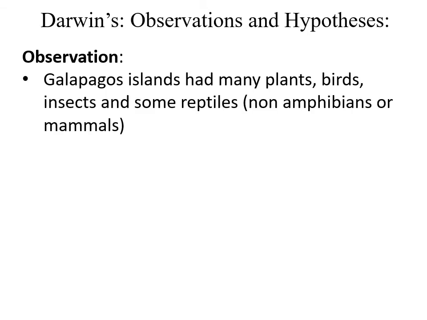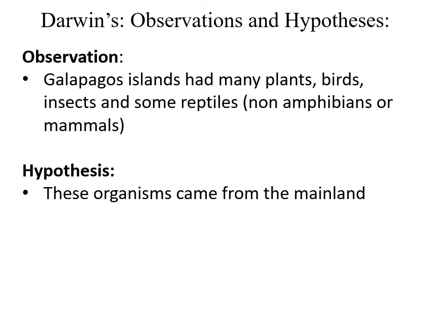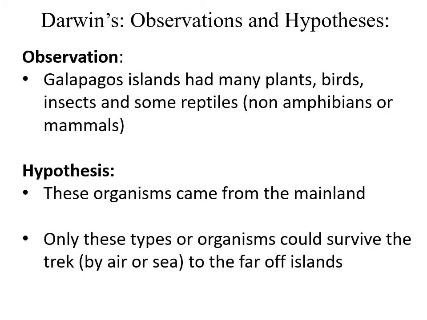One of the places he went to was the Galapagos Islands, and he saw that there were many plants, birds, and insects, and some reptiles. There are no amphibians or mammals on these islands at all. So his hypothesis was that these organisms came from the mainland. These islands are off the coast, and he believed that the organisms there got there from the mainland.